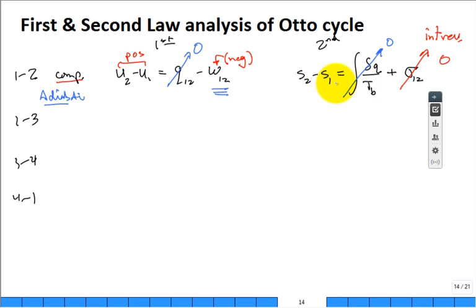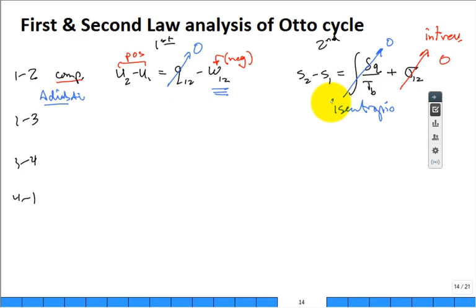We conclude that the process 1 to 2 is isentropic. That's exactly right, isentropic. It's constant S. That process 1 to 2 is constant S.